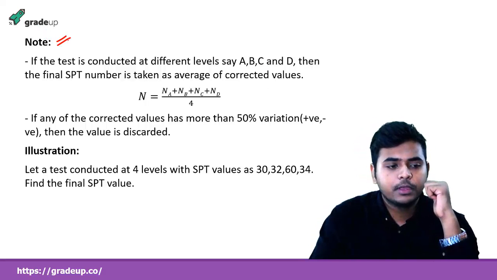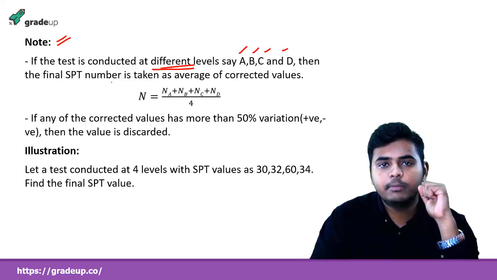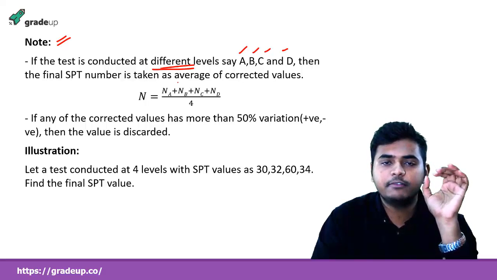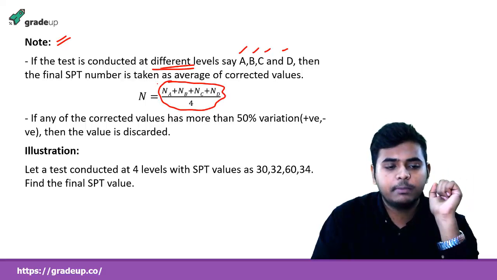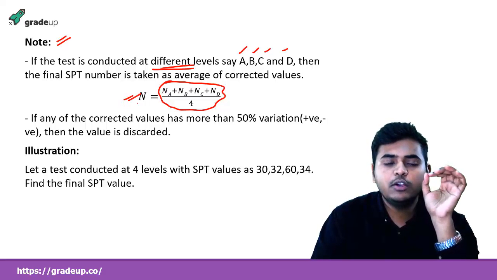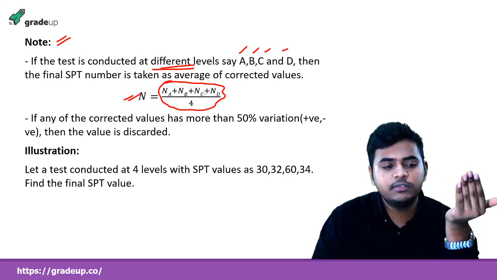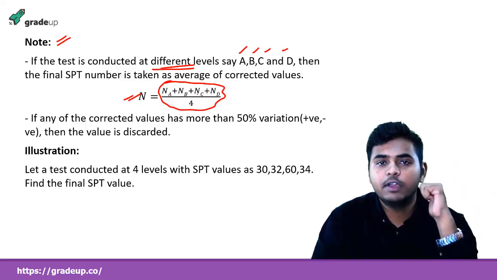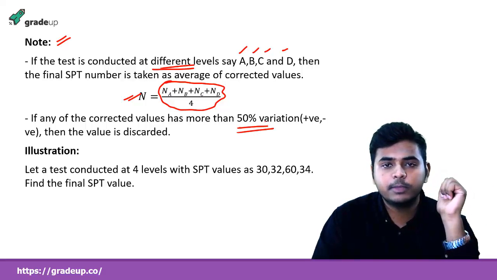Now let's take a note here. If the test is conducted at different levels, let's say A, B, C and D, then the final SPT number will be the average of all these corrected values. First you have to make the correction and obtain the corrected N values, then find the average of all these corrected values, that is NA plus NB plus NC plus ND by 4, because there are 4 levels. Now if any of these corrected values, NA, NB, NC or ND, has a positive or negative 50% variation, then we have to discard that value. We have to discard that value if there is more than 50% variation from the average.